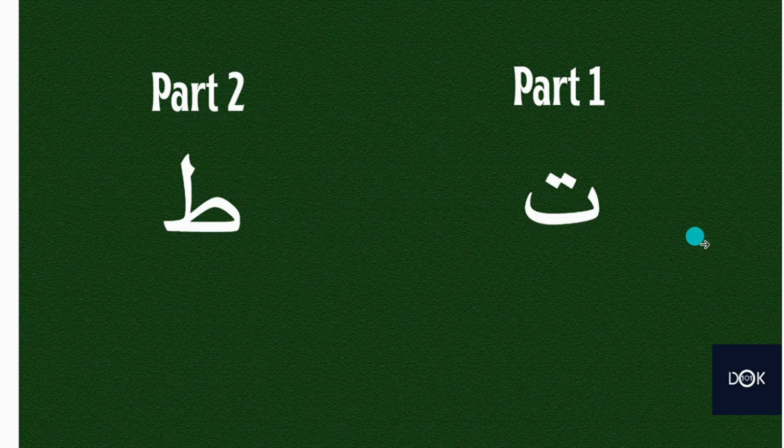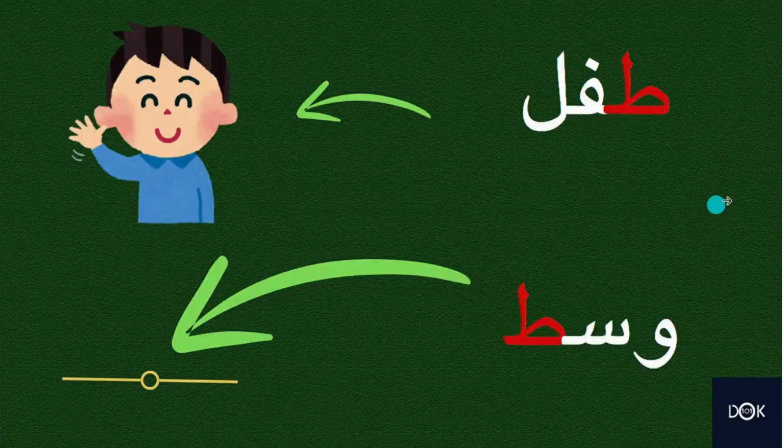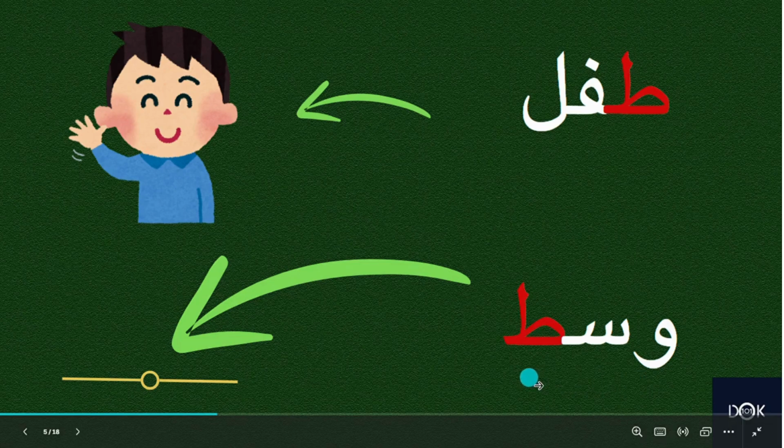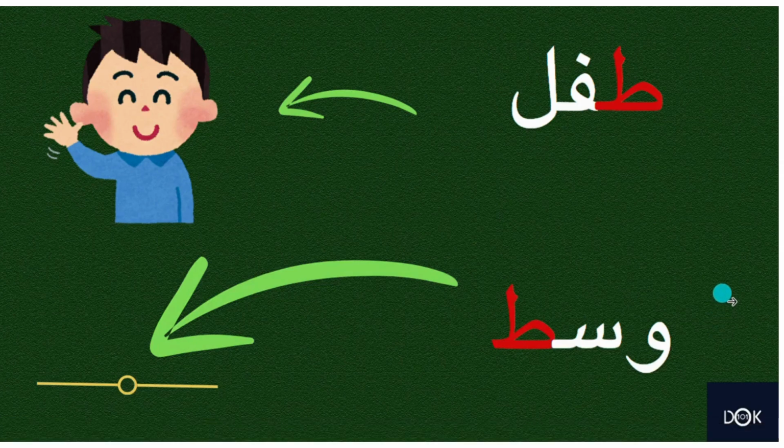Let's have a look at the examples. The first example is طفل, which is a child. Here we see that thaw is connected to the letter after it. The second example is wasat, which is middle. Wasat, thaw is connected to the letter before it. That's it for thaw. Let's see what's next.